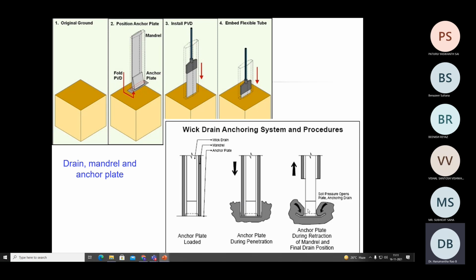Suppose you look at the bottom diagram, here you can see since the soil is very soft, the moment you stop advancement of the mandrel into the soft soil, the soil surrounding the anchor plate will flow into the anchor plate and thereby provide some kind of passive resistance. And when you retract the mandrel, because of this passive resistance from the soil, you will retract only the mandrel, but you will retain the PVD along with the anchor plate at that location. So this is a very simple mechanism for driving the PVD.